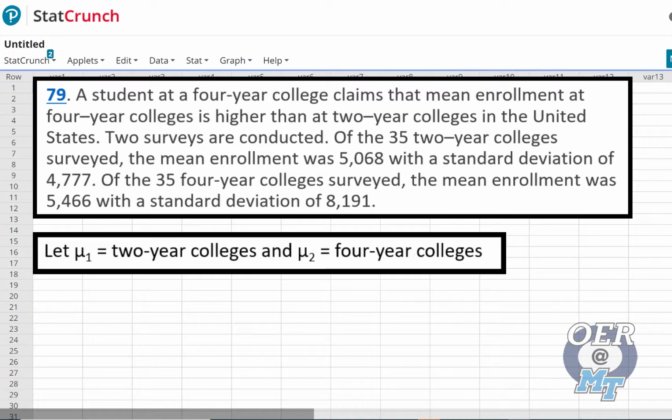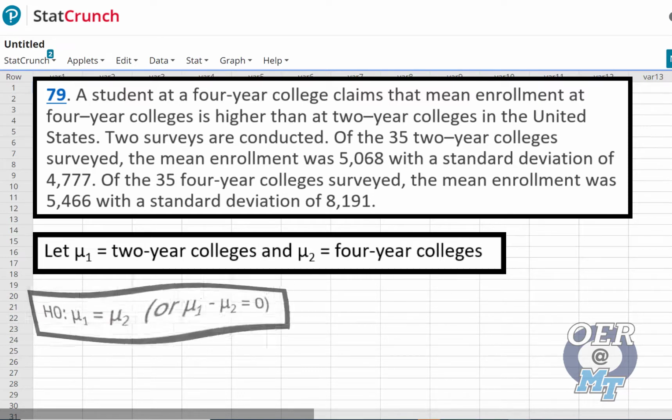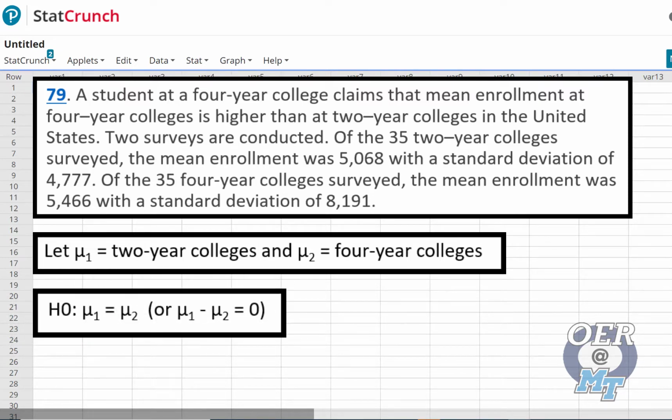So I'm going to let mu sub 1 be the two-year colleges and mu sub 2 be the four-year colleges. You could have flipped that. I normally do whichever one comes first in the problem. So now that we've stated that, our H0 is going to be mu1 equals mu2. Again, H0 is always equals. Another way this can be expressed is mu1 minus mu2 is 0.